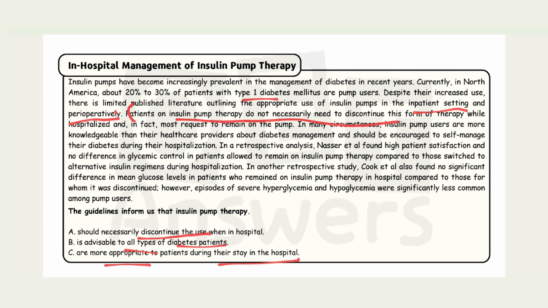So now see the answer option A. Should necessarily discontinue the use when in hospital. So here it says do not necessarily, and here it says should. First of all, this is the wrong information. And the second one is in between. I told you already, in the third line, fourth line, first line, taking answers, please try to avoid this.